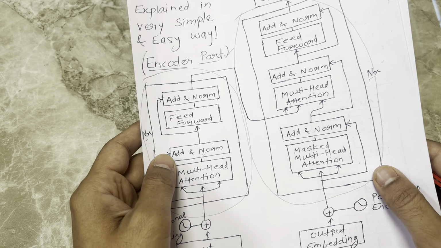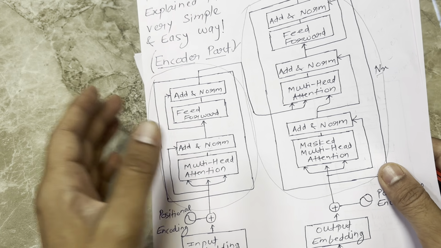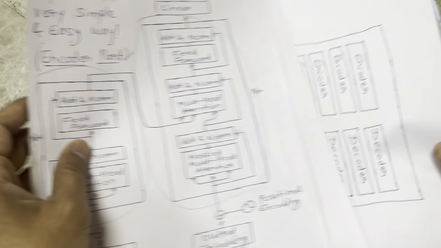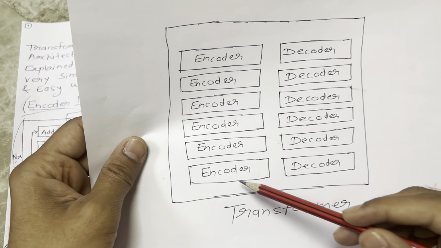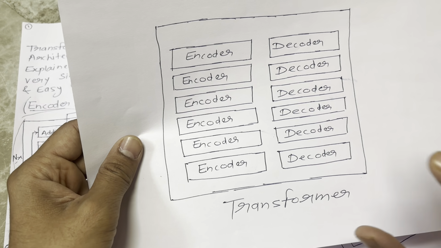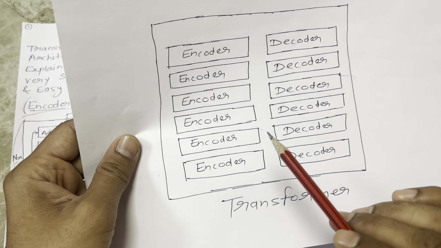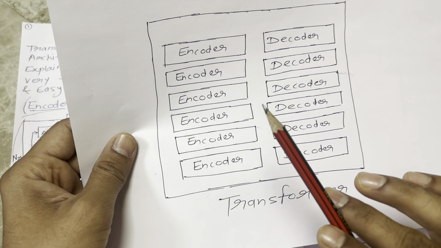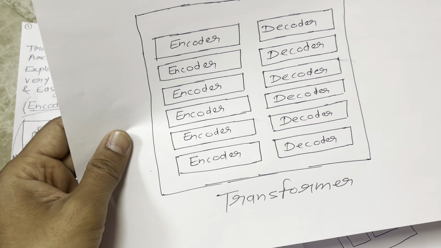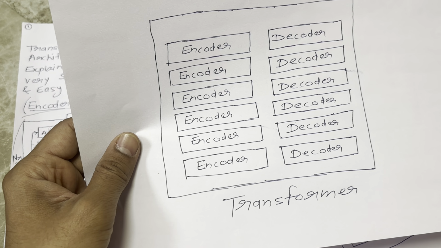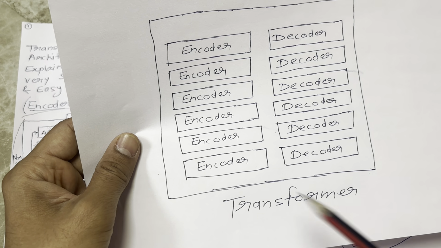Okay. Now the next question might be, are all these blocks identical? Whenever I say 6 encoder blocks, are all these blocks identical? The answer is yes. All these blocks are completely identical, meaning their internal architecture is exactly the same. I can say copy paste. This means if you understand one block, you automatically understand the other 5 blocks as well.